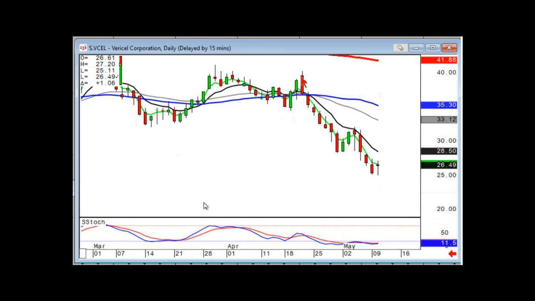V-cell. Wave 1, wave 2, evening star, hanging man type signal. Except today it popped up and did a doji at the previous day's open. Oh, they report earnings tomorrow? Okay.